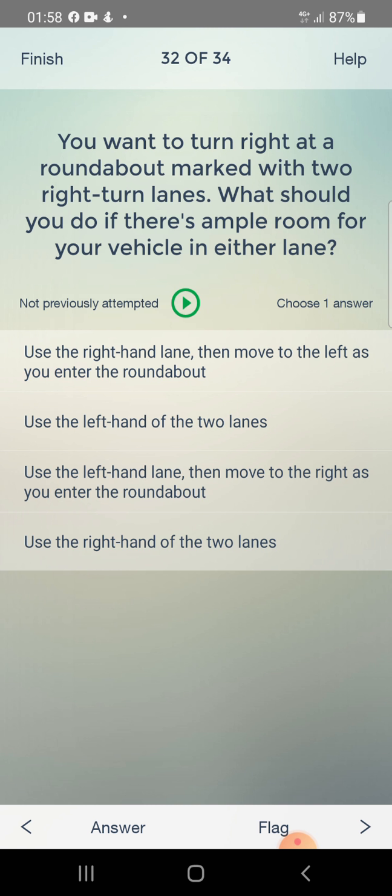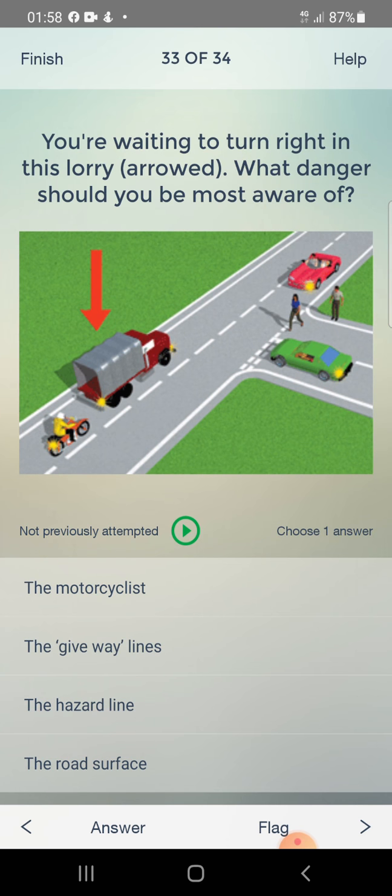Use the left hand of the two lanes. Second, you are waiting to turn right in this lorry. Okay, what danger should you be most aware of? The motorcyclist, the give way lines, the hazard line, the road surface.